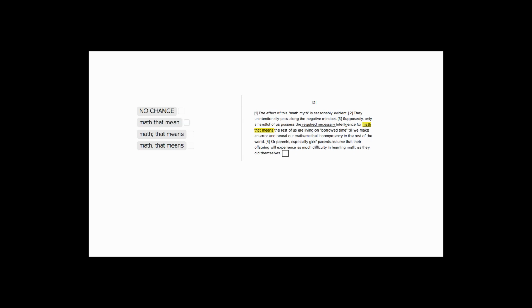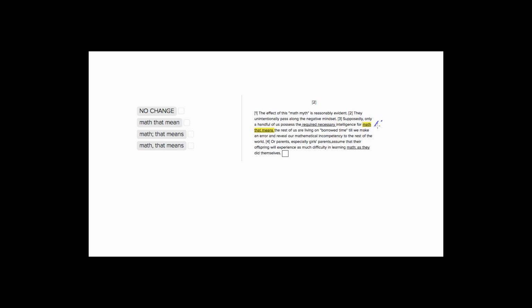It's a pretty long sentence, this sentence 3, so I think it'll be helpful to just read it and get an idea of what the author's going for. So the author tells us, supposedly, only a handful of us possess the required necessary intelligence for math. That means the rest of us are living on borrowed time till we make an error and reveal our mathematical incompetency to the rest of the world. So you see how I had this pause here.